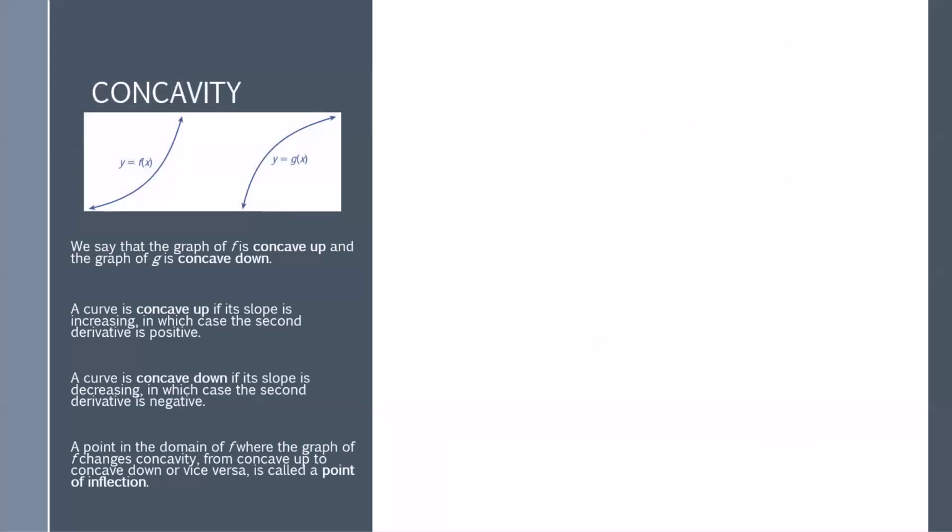Concavity. We say that a graph of f is concave up and the graph of g in the diagram is concave down. A curve is concave up if its slope is increasing, in which case the second derivative is positive. A curve is concave down if its slope is decreasing, in which case the second derivative will be negative. A point in the domain of f where the graph of f changes concavity from concave up to concave down, or vice versa, is called an inflection point.